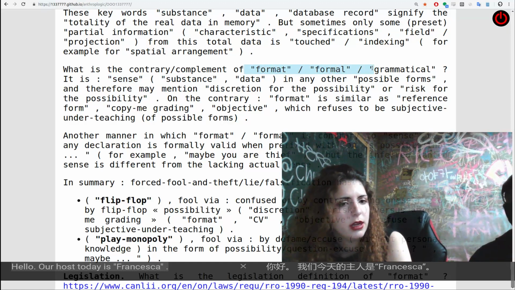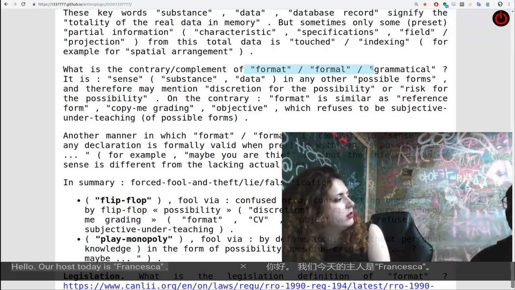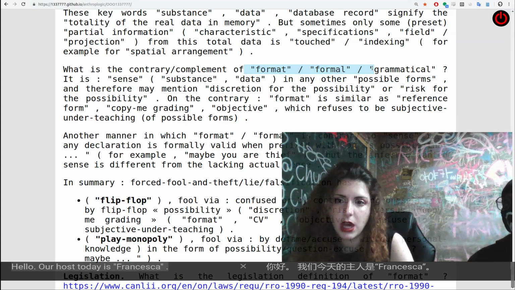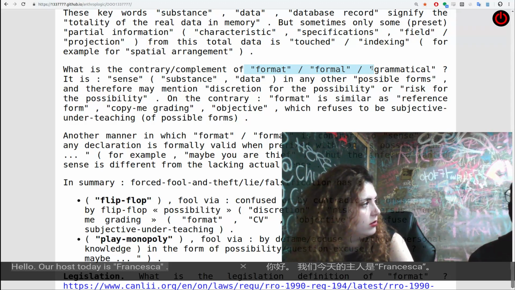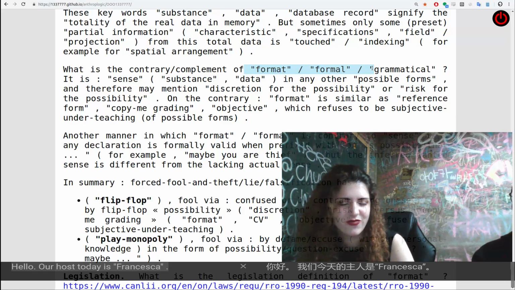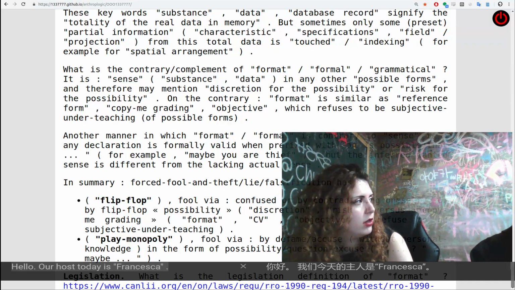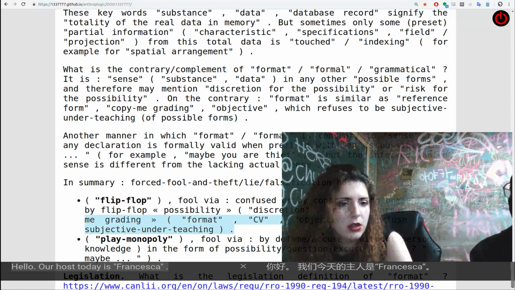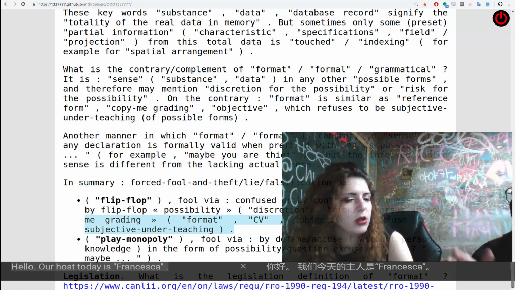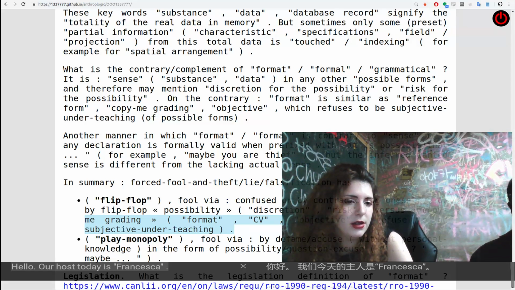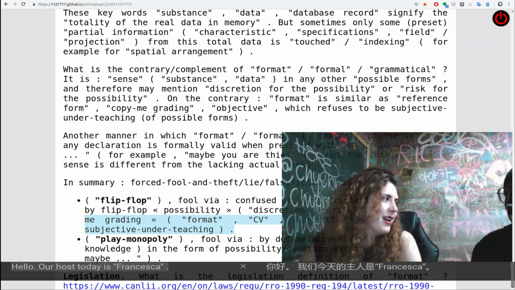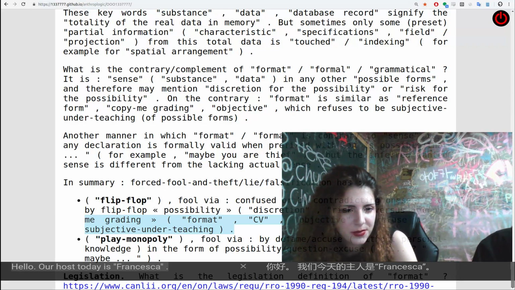The problem is when people start to contradict themselves with format and essence, like they switch around. That's why we call it flip-flop, when you start to be confused, contradicting. When it's convenient, you're all for format. You say, oh, format, like grading, like a CV, you want something formal. But when it's convenient, you say, oh, it's a possible format, a possible form, right? Expression, like risk.